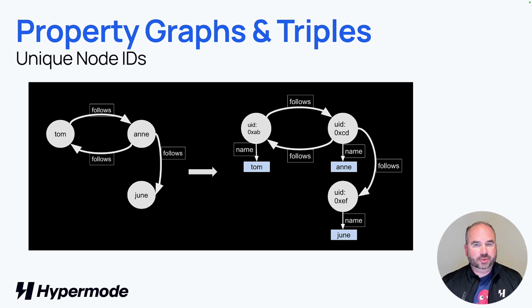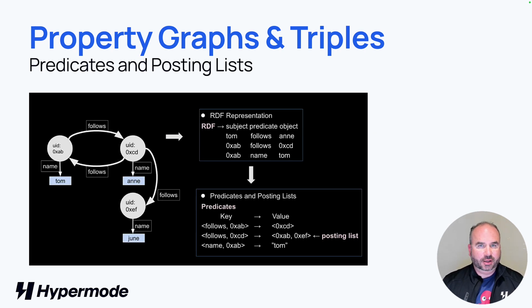The first thing we need to do to model a property graph as an RDF triple is to have a unique ID for each node. The unique ID maps to some offset in disk so that we're able to traverse the graph very quickly and efficiently.